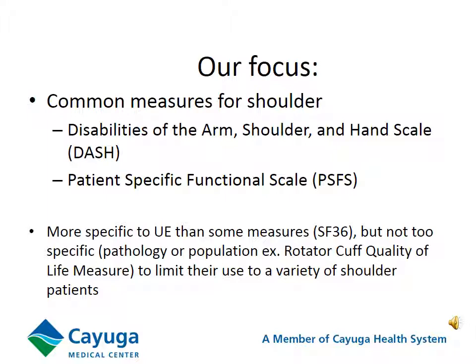For simplicity within this lecture, I chose to focus on two different outcome measures. One is the DASH, or Disabilities of the Arm, Shoulder, and Hand Scale, and the other one is the Patient-Specific Functional Scale. Both of these measures are more specific to the upper extremity than some measures such as the SF-36 for quality of life, but they're also not too specific to one particular pathology or population, like a rotator cuff quality of life measure. When they become too specific, they limit their use to a variety of shoulder patients, and sometimes you don't even know when you first have that evaluation which population you should apply it to if it's very specific.